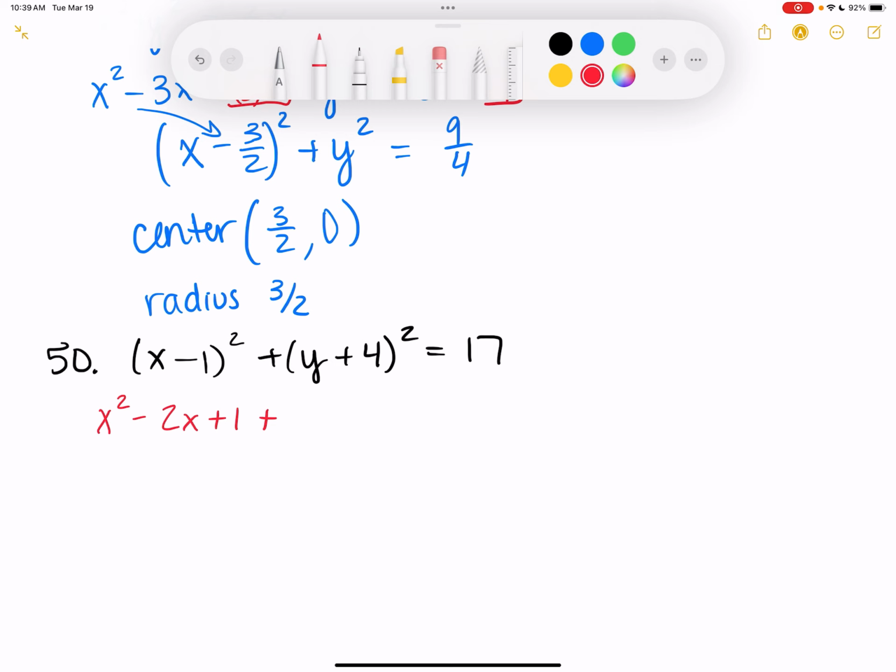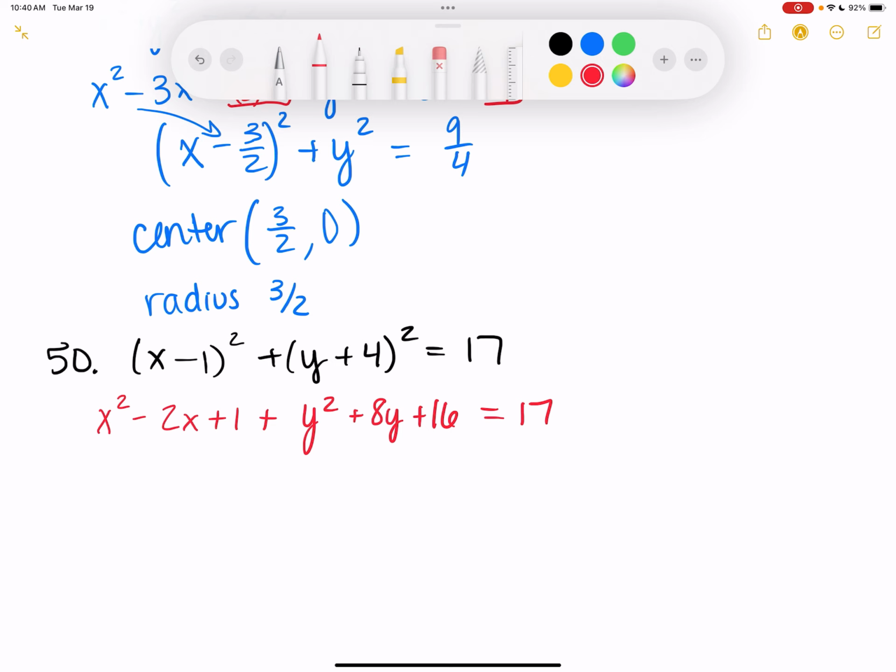All right, how about y plus 4 squared? Y squared plus 8y plus 16. It's hard to do in my head. What were you thinking, Virginia? I was just trying to do it in my head. It's 2 times the first term times the last. You'll get it next time.